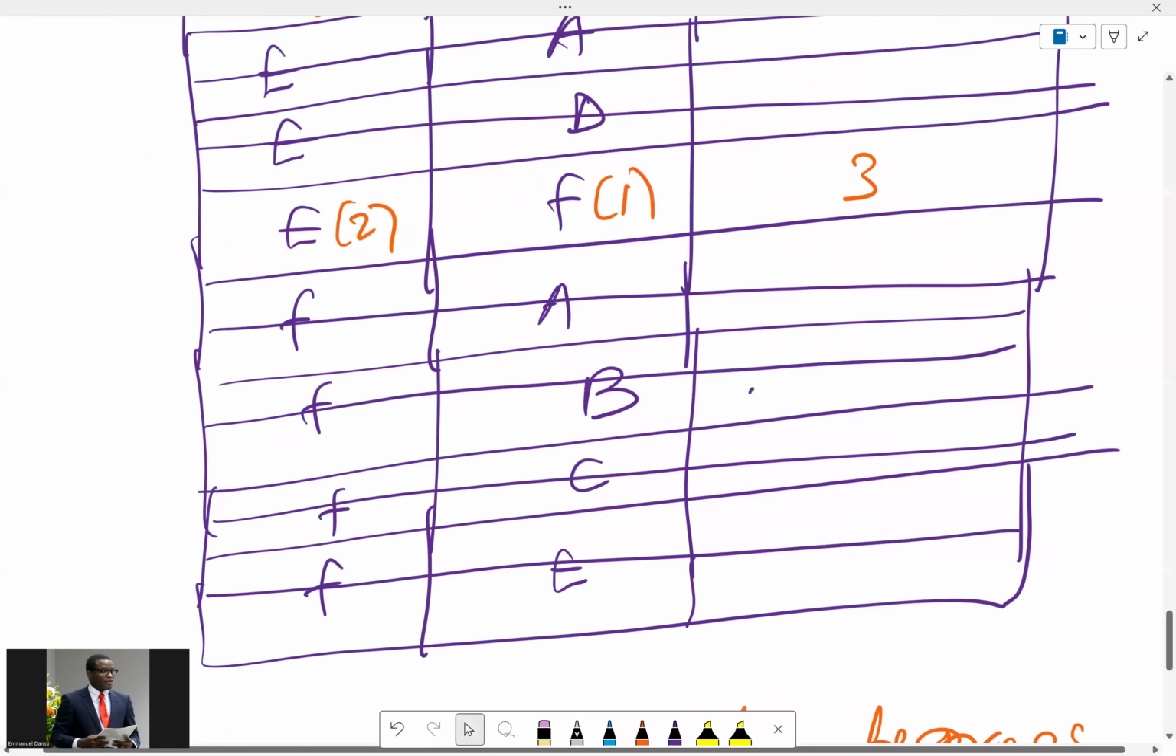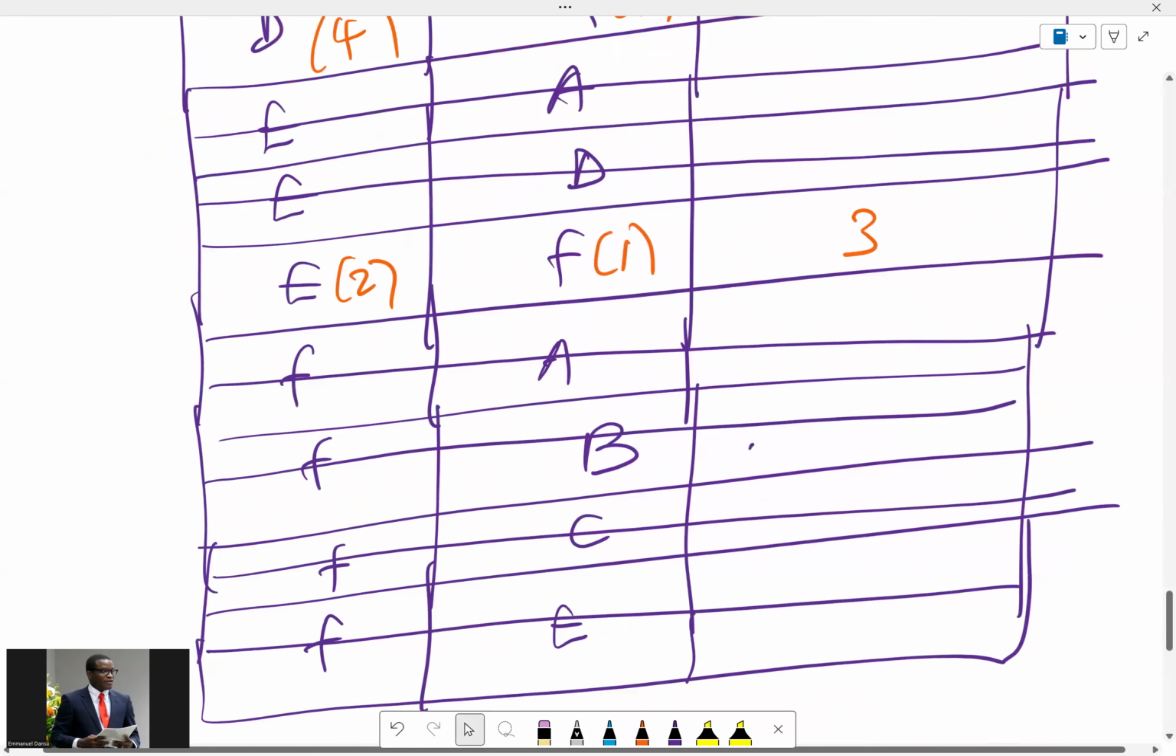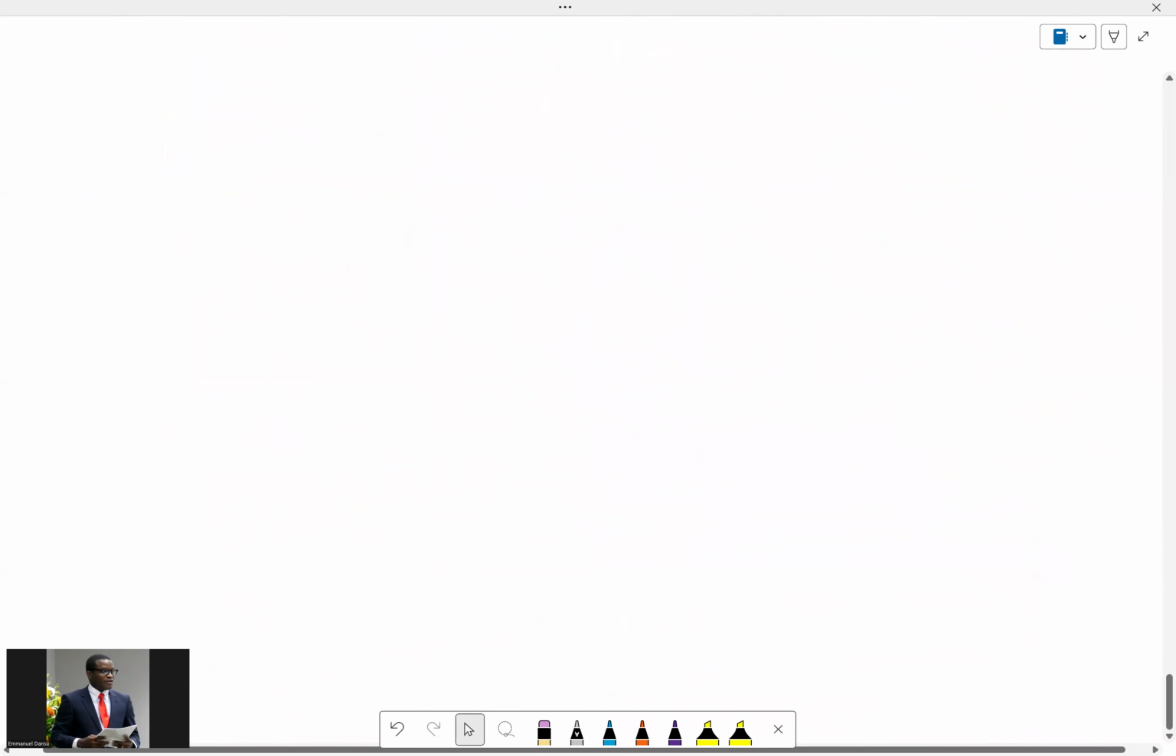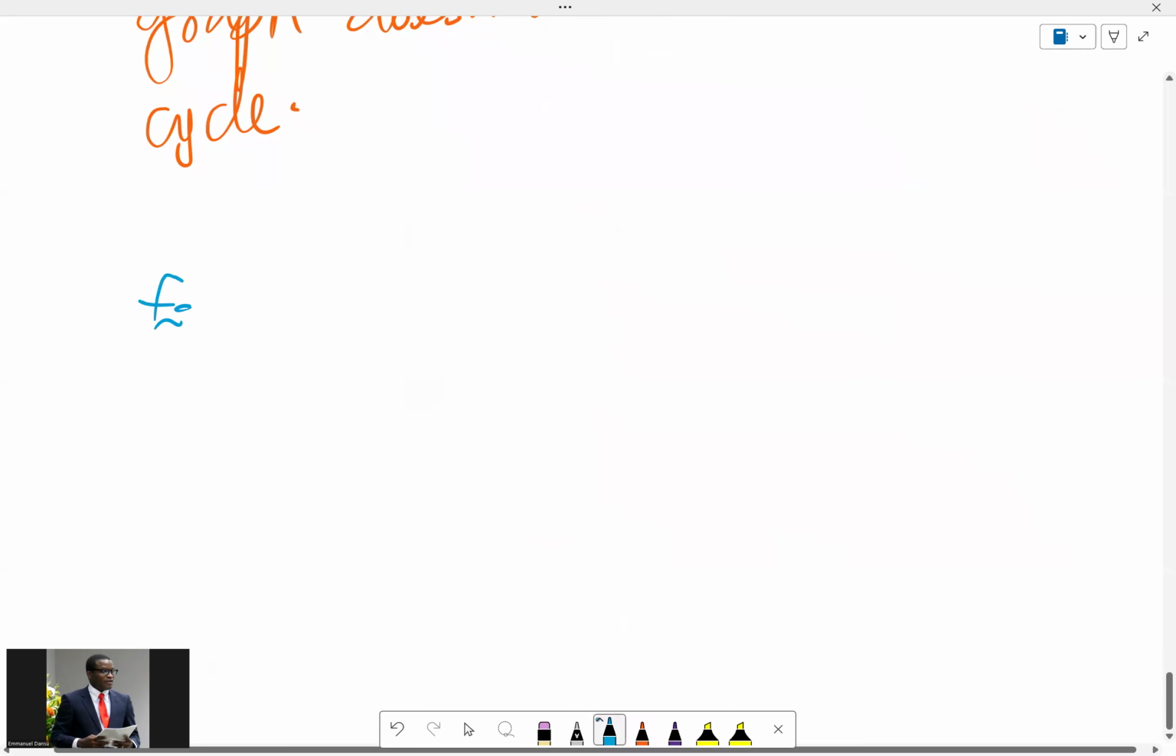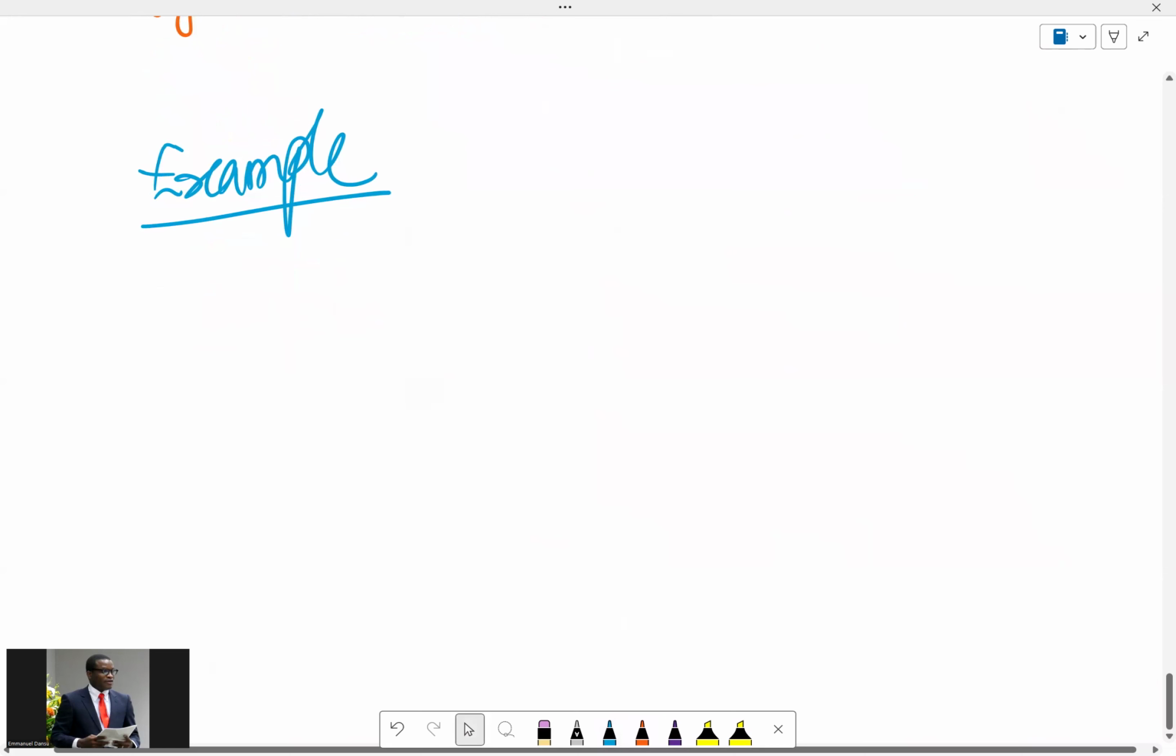All right. So that's how that plays out. Let me try to see another example if this works. If it doesn't work, we just state that it doesn't contain a Hamiltonian cycle. So let's do this again.